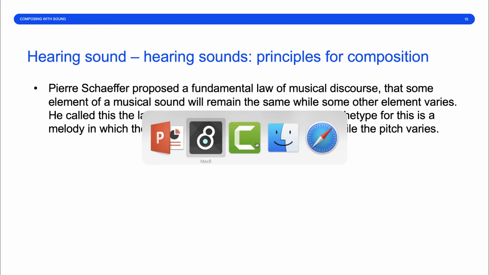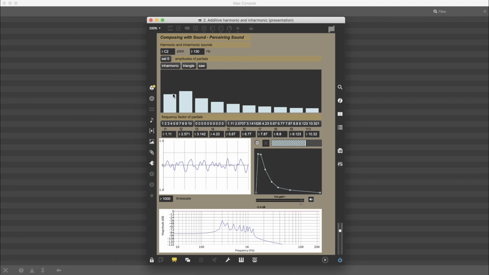Let's see if I can just quickly demonstrate that idea with my little patch here. So here is a sound. The timbre is defined by the relative amplitudes and the frequencies of each of the harmonics. And we vary the pitch. It's a rather cumbersome way of making music, but you get the idea.